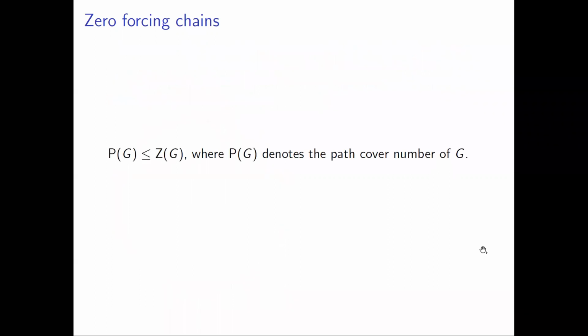Now, an immediate inequality that we get from zero forcing chains is the fact that the path cover number of a graph is at most its zero forcing number. And this follows because the zero forcing chains are a path cover of the graph.